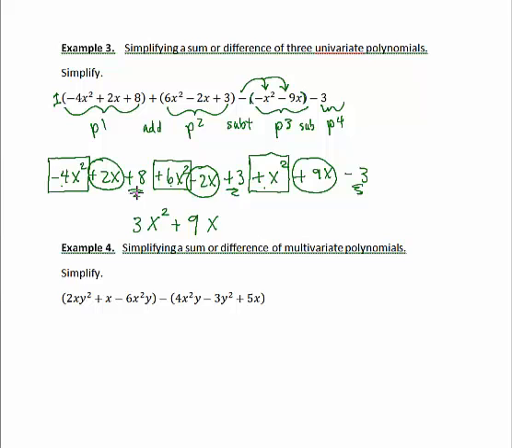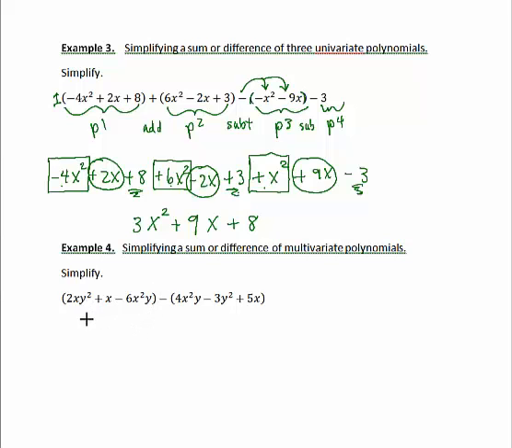And then for my constants, 8 plus 3 is 11, I subtract the 3, I'm back to 8, and at that point I'm done. I get 3x squared plus 9x plus 8. Okay.